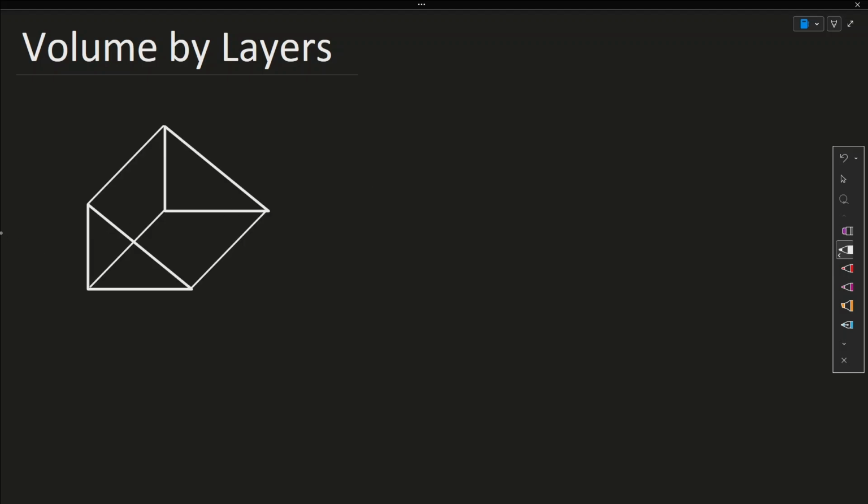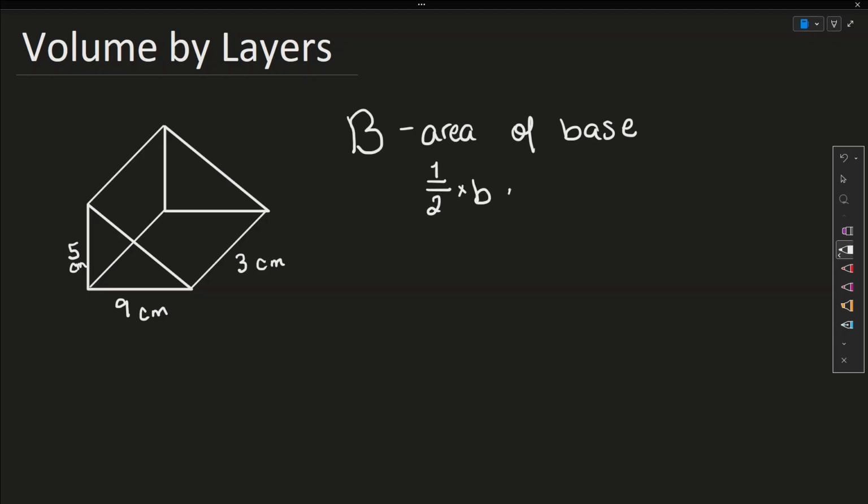We have this prism, and let's suppose we know that these sides of this triangle are 5 and 9, and the length or the height of the prism is 3 centimeters. So all of these are in centimeters. The first step is to look at the triangular base, B, the area of the base. For a triangle, the area was 1/2 base times height. So we just need to work on that first.